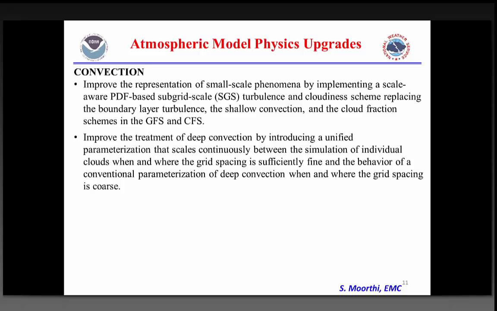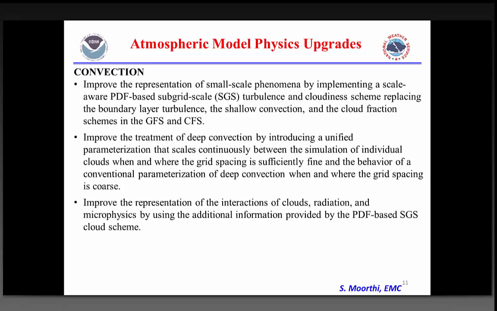That means we have to improve, for instance, the treatment of convection by introducing a unified parameterization that scales continuously between the simulations of an individual cloud, where the grid spacing is sufficiently fine, and the behavior of conventional parameterizations, where the grid spacing is very coarse. So for the short range, you have very fine resolution, and for the long range, you have very coarse resolution. And this convection should be scale-aware and go seamlessly from one grid spacing to the other. And so that's the thrust of most of the physics that's being done right now.